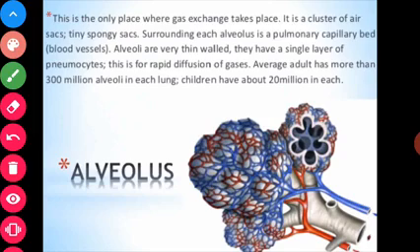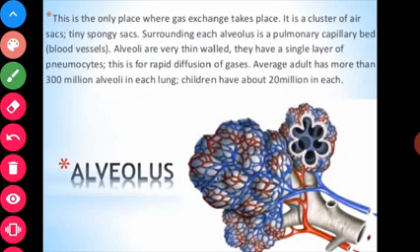Surrounding each alveolus is a pulmonary capillary bed, or we can say blood vessels. These green or red thread-like structures, as you can see in the diagram, are blood vessels. Alveoli are very thin-walled. They have a single layer of pneumatocytes, which is for the rapid diffusion of gases.